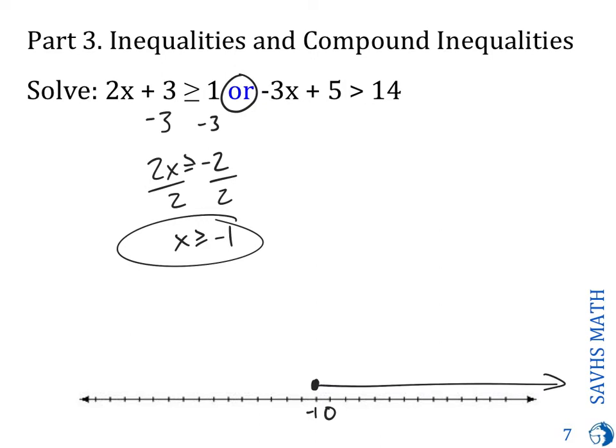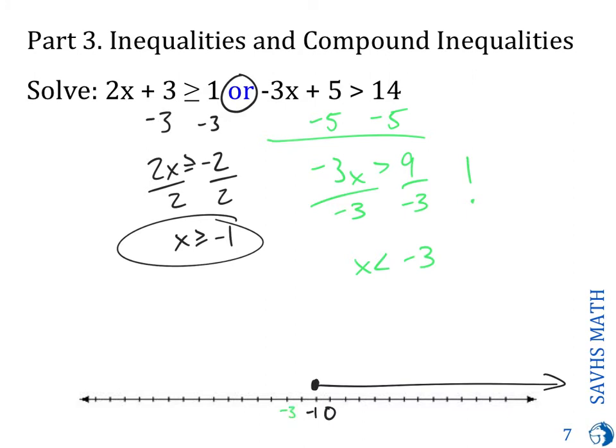Over here, let's do the same thing and solve for x. Subtract 5 from both sides: -3x is greater than 9. I divide both sides by -3, but when I divide by -3, we have to reverse the inequality. So now x is less than -3. Here's where -3 is. It's not equal to, it's strictly less than. So that's this part of the inequality.